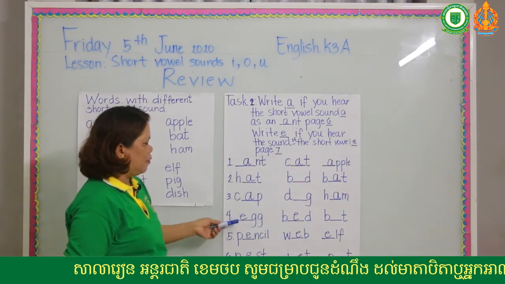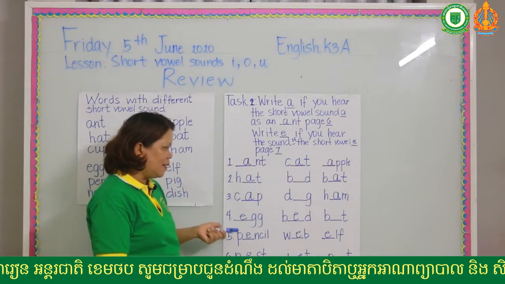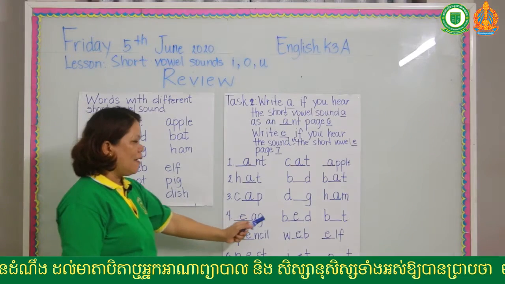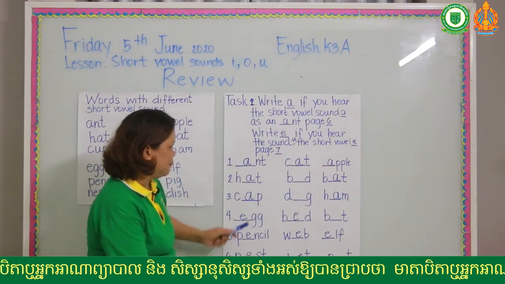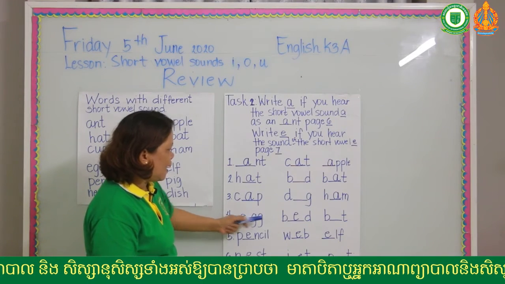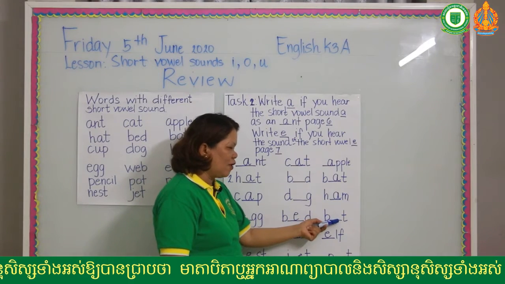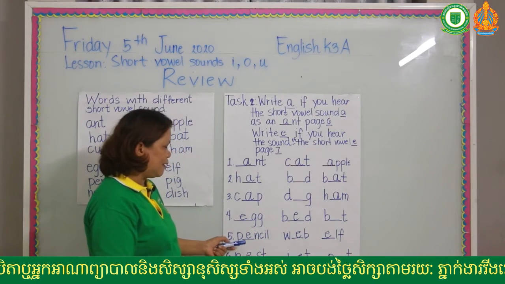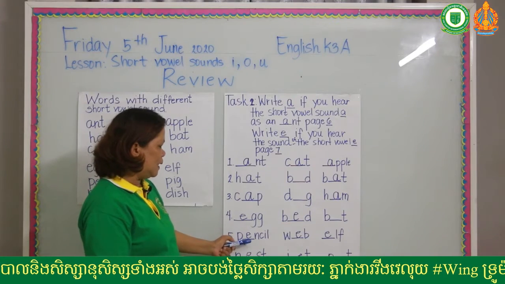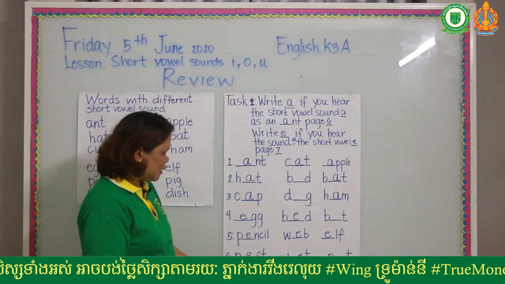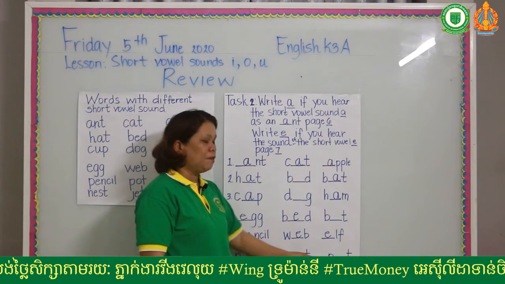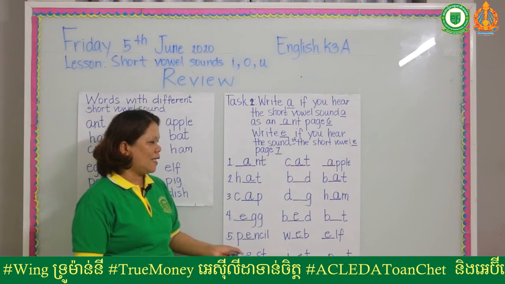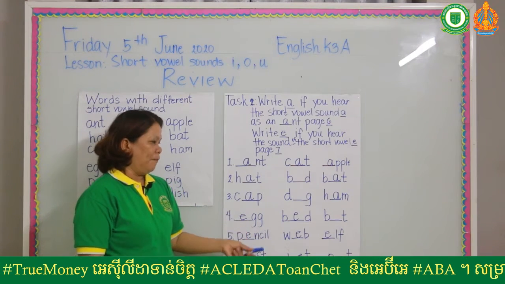4, 5, 6. If you hear the sound of the short vowel sound E, you're going to write, like number 4 here. Egg, bed, bat. So they are only egg and bed. Do not write E for bat because it's not E. The same here, pencil, web, air. Because they are sound E, you have to write E in all of them, okay? But number 6, only nest and jet because pot is not E. So you should follow the instruction. Do not write the sound which does not belong to the group, okay?